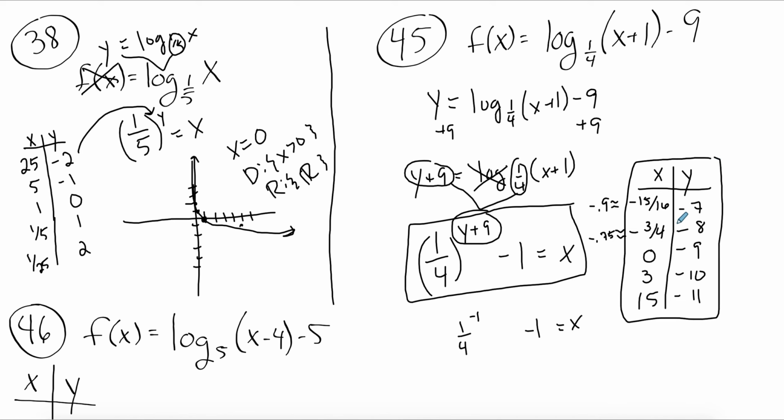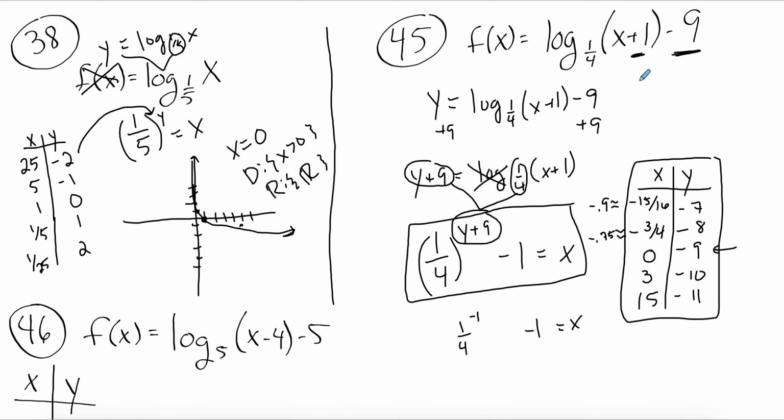Okay? So it's kind of shifted way down. And remember, if we're looking at transformations, this is going to tell me my horizontal shift, and this is going to tell me my vertical shift. So it makes sense that my Y values are down at negative 9.